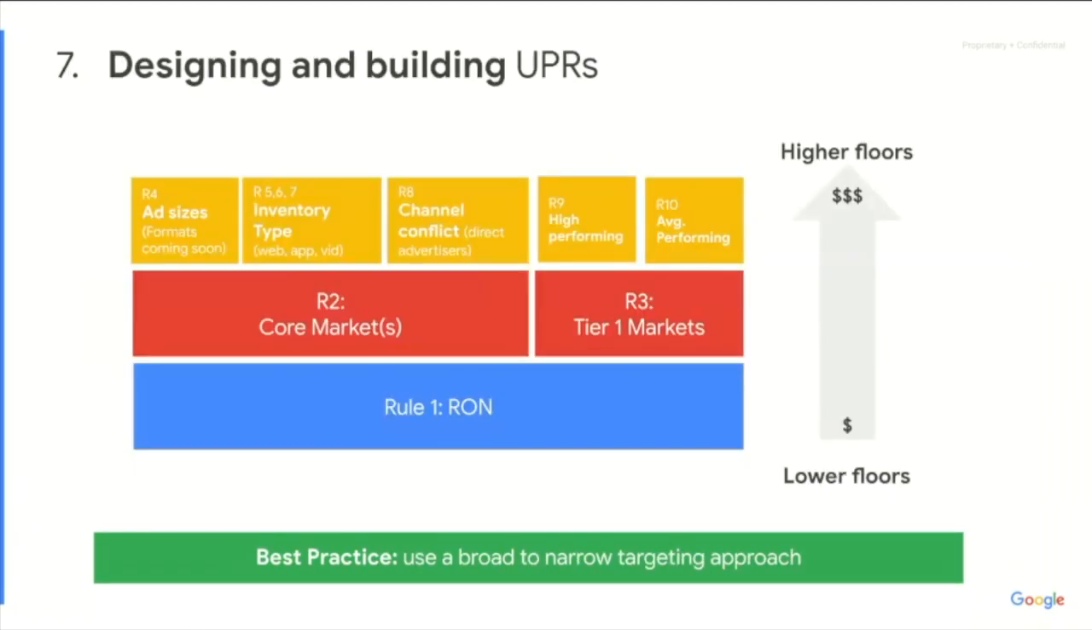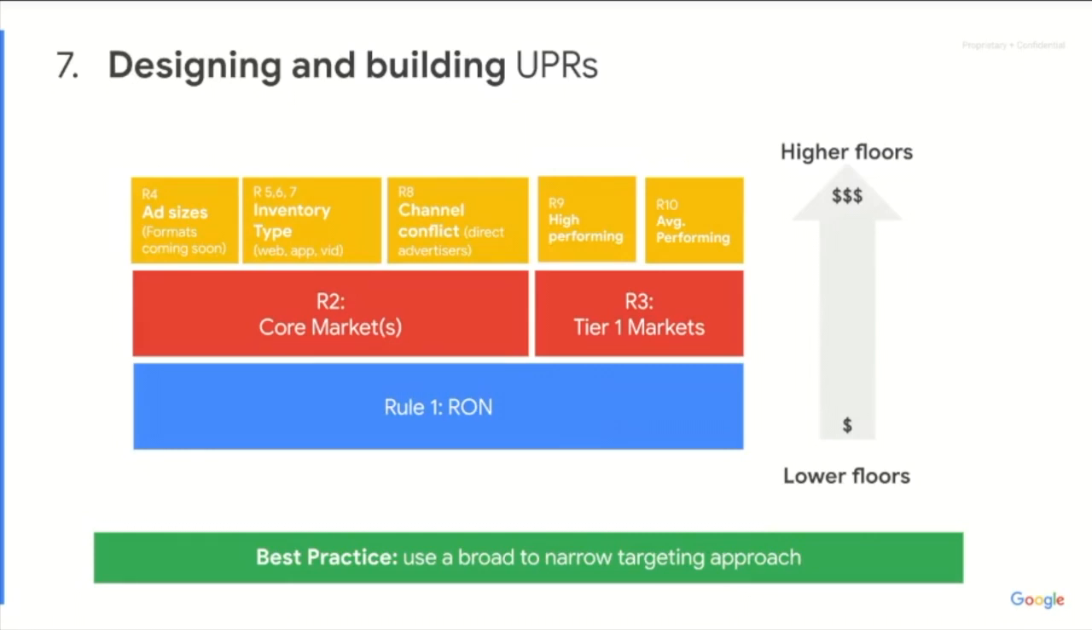Number 7, designing and building unified pricing rules. So as we know, priority works a little bit differently. So yeah, overlaps, as we just spoke about, are not our friends. Consider using this broad to narrow targeting approach. So rule 1, run of network, this conceptually might be similar to the default rule that you'll remember from ad exchange pricing rules. Then maybe consider a rule for your core market and tier 1 markets.